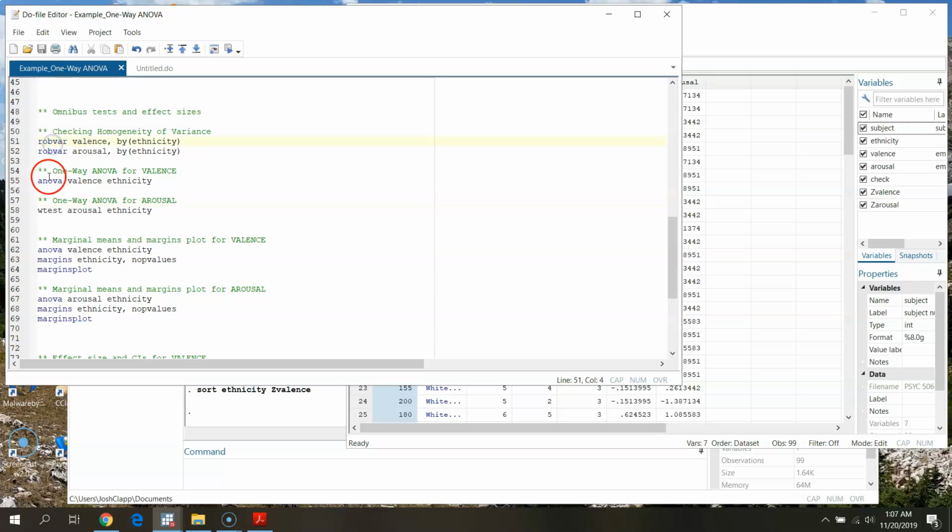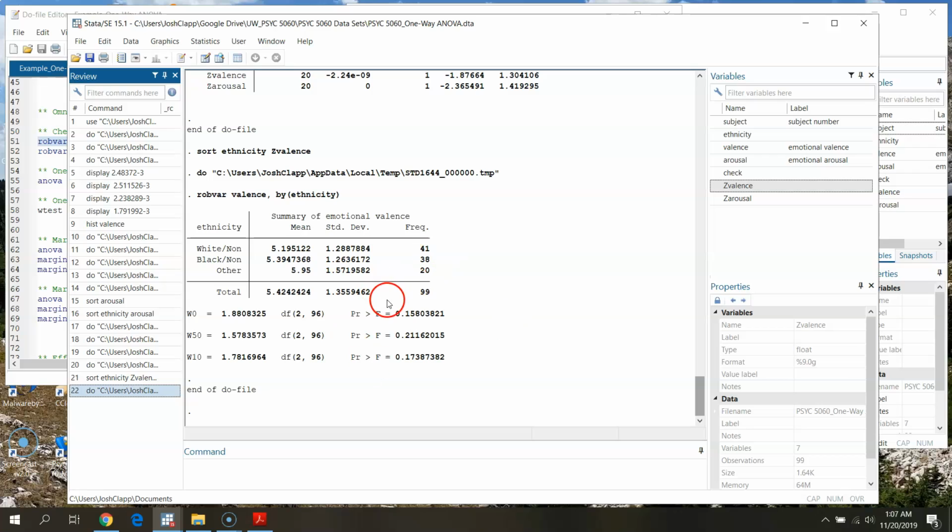And remember that in Stata, we can check homogeneity of variance for independent sample t-tests or our one-way ANOVAs with our robvar command here. So what we're going to do is tell Stata: enter robvar for valence by our grouping variable, which is going to be ethnicity. And if we run this, it's just going to give us our Levene's test. Okay, so our Levene's test for valence by ethnicity. This gives us our means, standard deviations, cell sizes here.